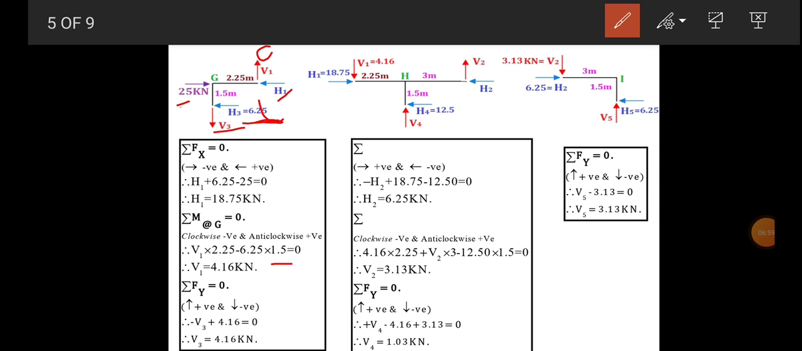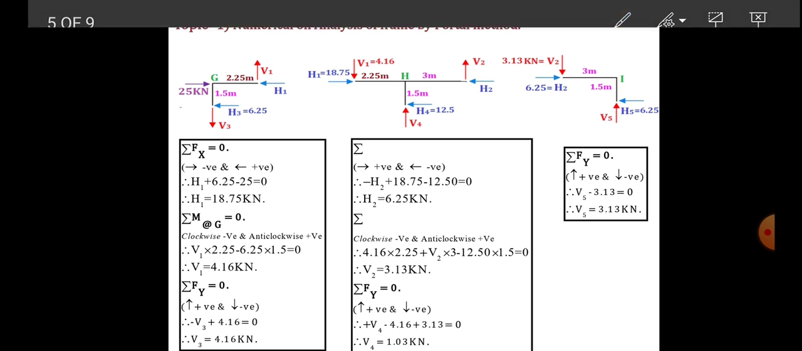So V1 rotates about G in an anti-clockwise sense, so V1 into 2.5 positive, and next H3 rotates in a clockwise sense about G, so minus 6.25 into the lever arm 1.5 is equal to 0. So we have V1 equal to 4.16 kilonewton positive. So our assumption is correct, upward. Now do the summation Fy.